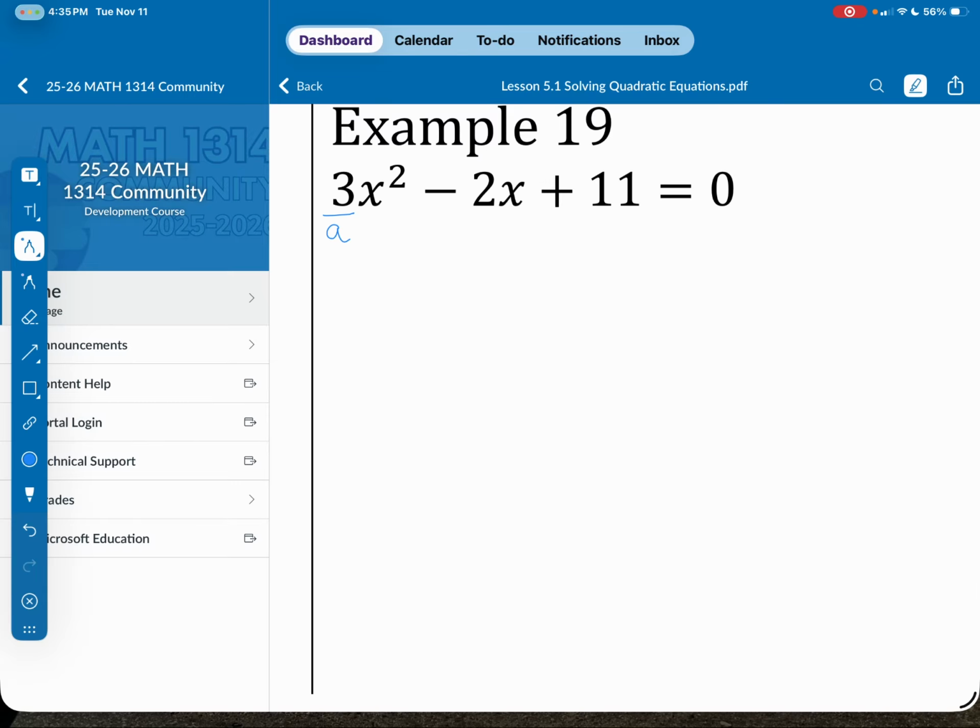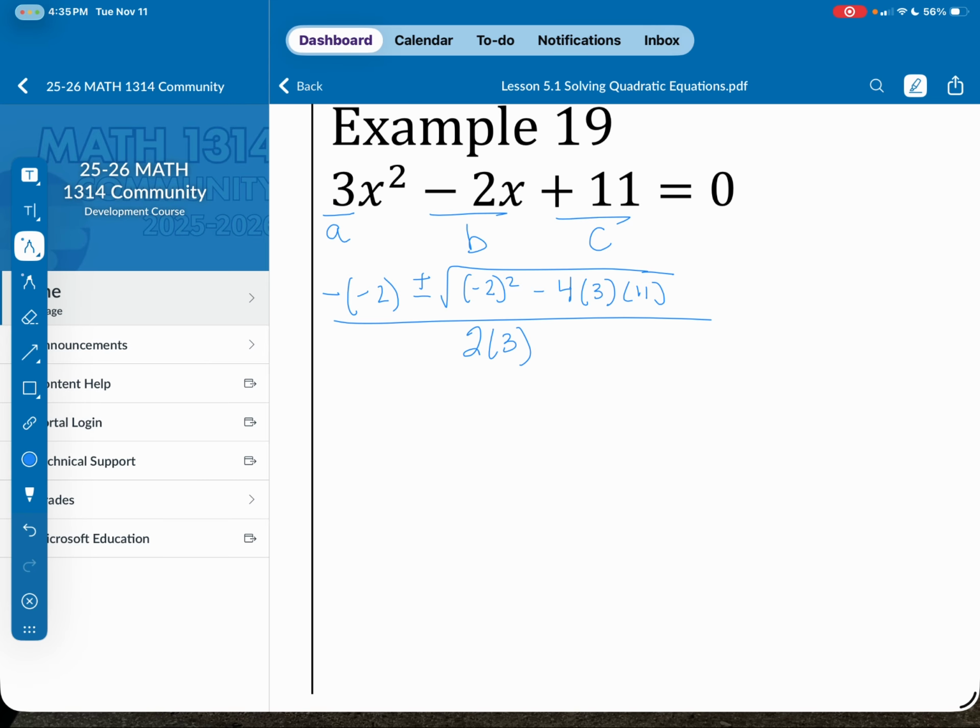Okay. 3 is our A. Negative 2 is B. And 11 is C. So I have negative 2 plus or minus the square root of B squared. So negative 2 squared minus 4 times A times C, all over 2 times A. Now negative times a negative 2 is a positive 2, plus or minus. Negative 2 squared is 4, minus 4 times 3 is 12, and 12 times 11 is 132, all over 2 times 3, which is 6.